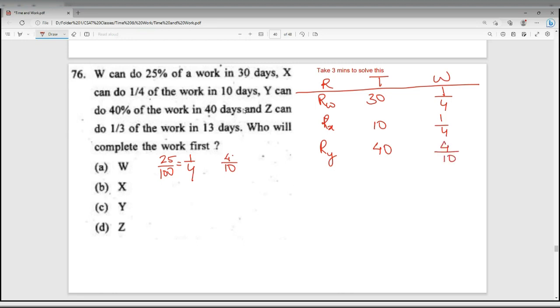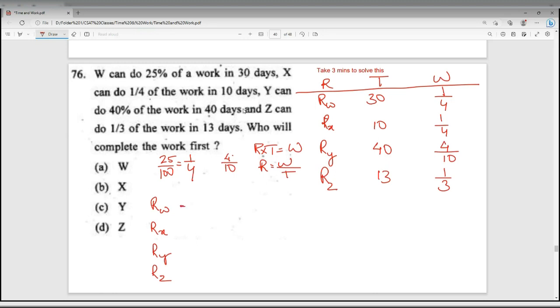40% of the work in 40 days. And Z can do 1/3 of the work in 13 days. It's 13 and 1/3. So I just write the rates here: RW, RX, RY, and RZ. And this I'll multiply, divide, like we know that R into T is equal to W and R is equal to W by T. I'll do this here.